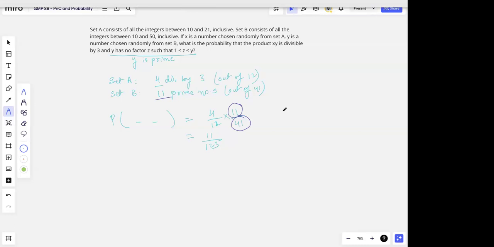Sir, I considered the case where X is divisible by 3 and Y is not divisible by 3. In the first scenario, where X is divisible by 3, it is 4 by 12. And Y has to be a prime number. Since there are 11 prime numbers in Y, and all of those 11 prime numbers are not divisible by 3, I considered 11 by 11.